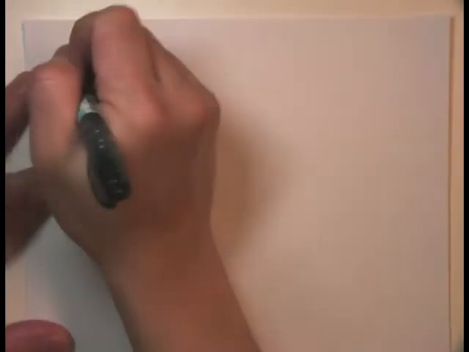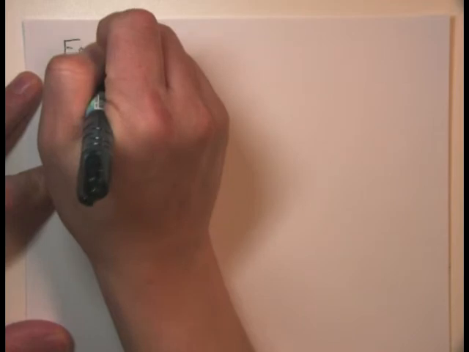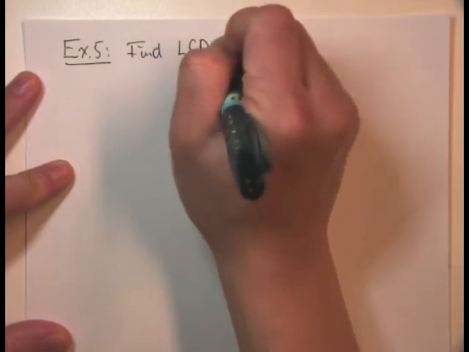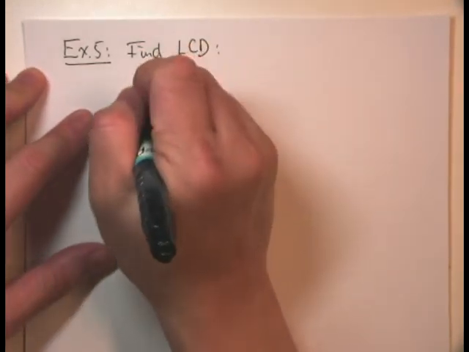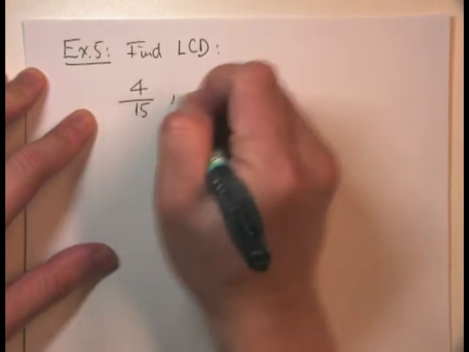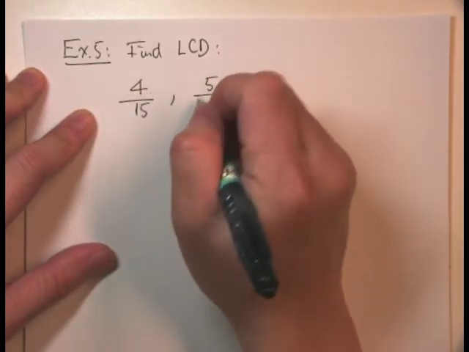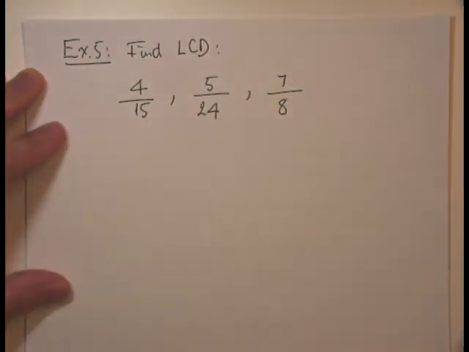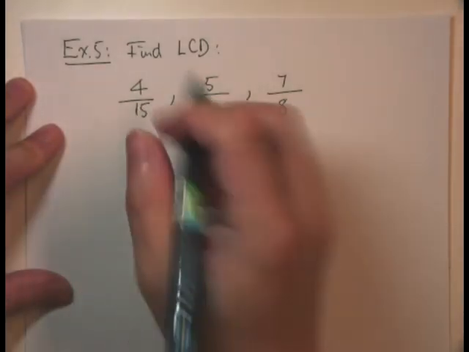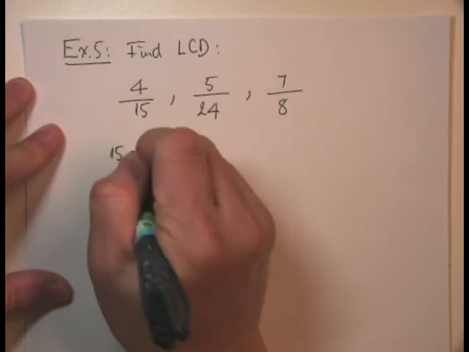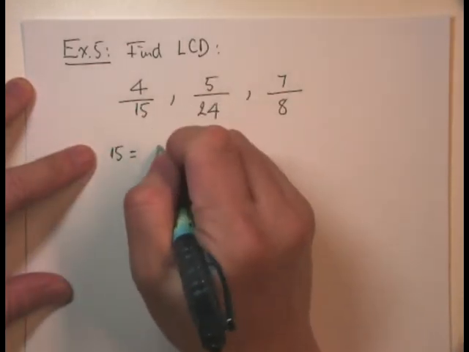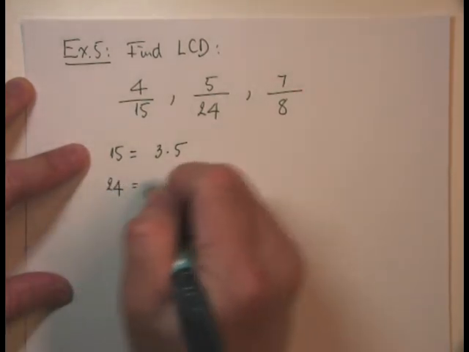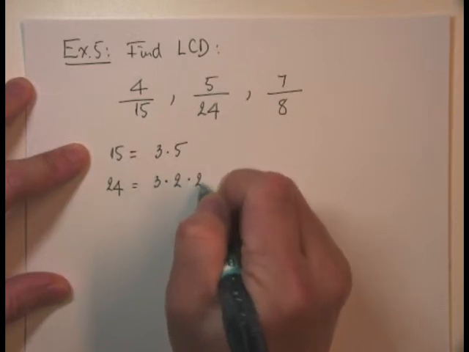Example number 5. And once again, let's try to find the LCD of 3 fractions. How about we have 4 over 15, the second fraction is 5 over 24, and the last fraction is 7 over 8. Once again, before you can find the LCD, you need to find the prime factors of each of your denominators. So 15 has 3 times 5 as the prime factors. 24 has 3 times 2 times 2 times 2.